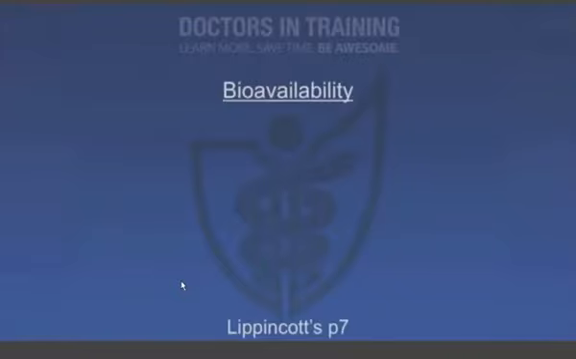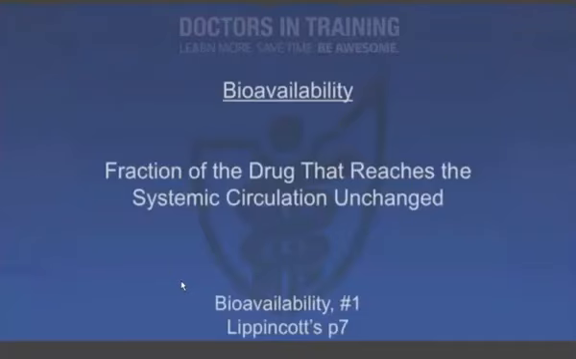So the next big topic to talk about is bioavailability. This is sort of another piece in the absorption puzzle. Bioavailability is defined as the fraction of the drug that you've administered that actually reaches the systemic circulation unchanged. So when you give a drug orally, how much of that drug is going to be absorbed, how much of it is going to get into the systemic circulation unchanged, still an active compound.